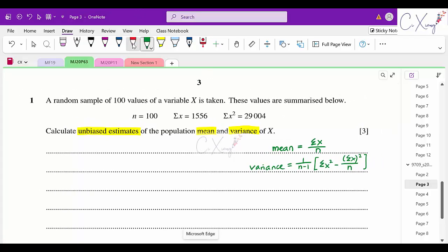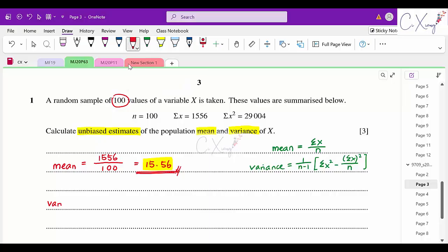So let's start to apply it here. To calculate the mean, I'm taking summation of x and the value is quite obvious here. It is 1556 divided by n. What's the value of n? That means the sample size. So the sample size is 100 values here. Divide by 100 and you get 15.56. So as long as you see the keyword, you just apply the formula for the unbiased estimated value. Then it's quite straightforward.